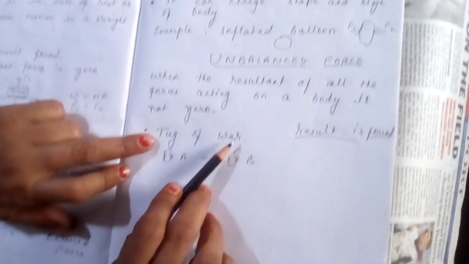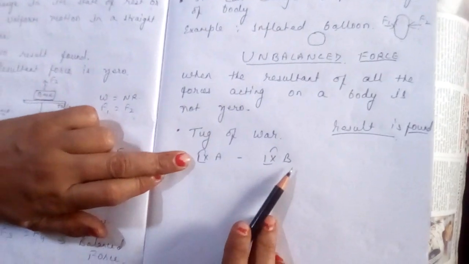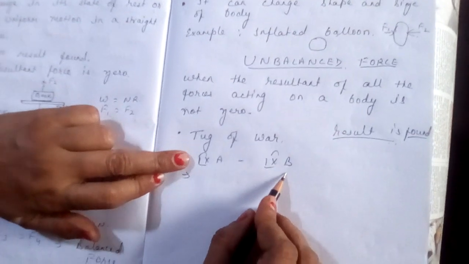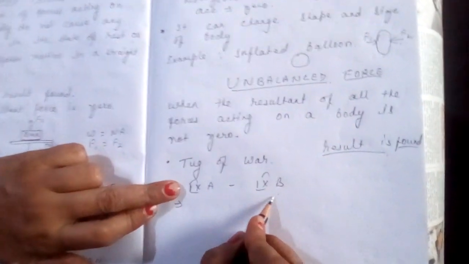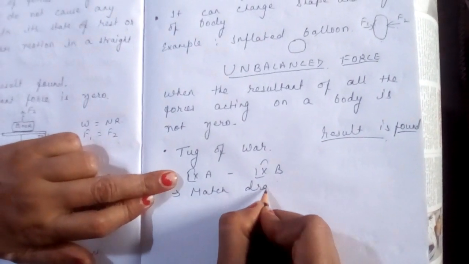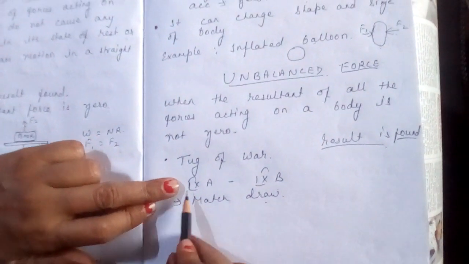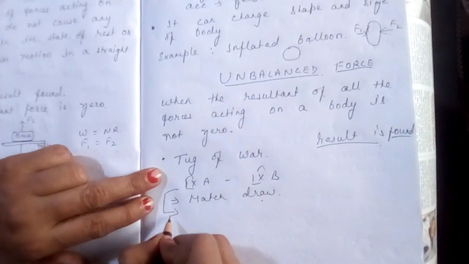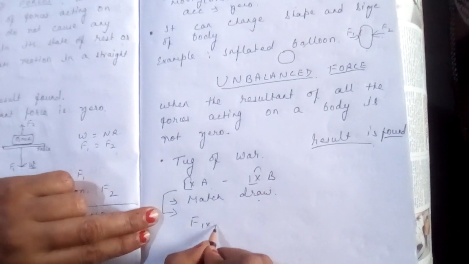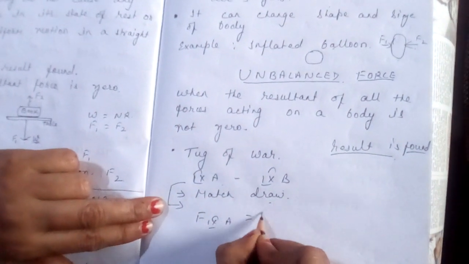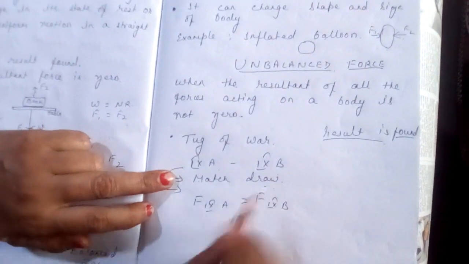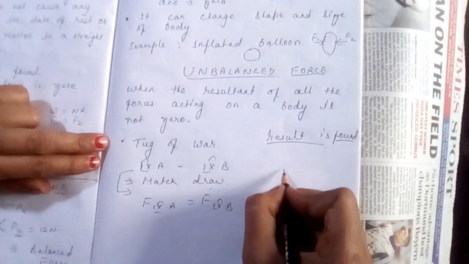Suppose you are playing tug of war, 9A versus 9B. After the result is announced, the match has been drawn. If the match is a draw, then naturally you will understand that whatever force is applied by 9A is equal to the force applied by 9B. So the match is a draw.